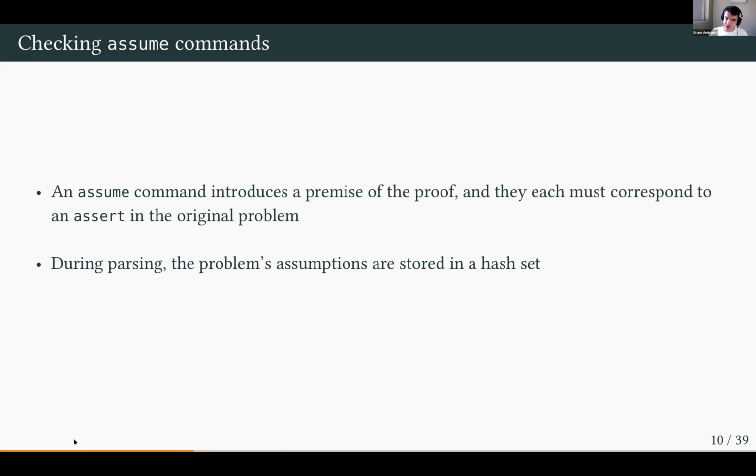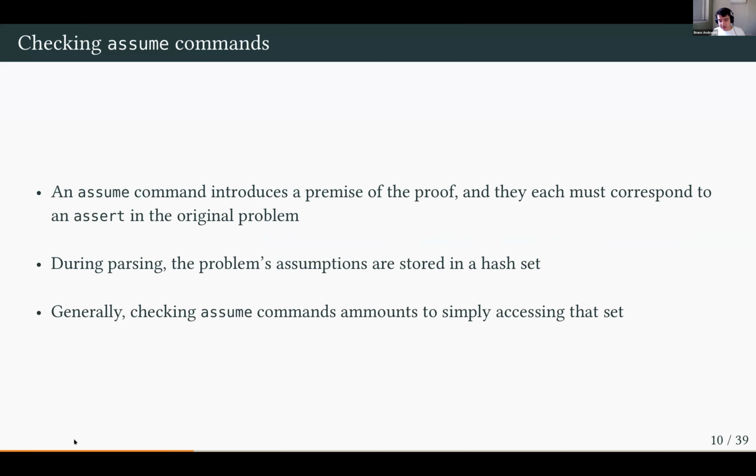So let's start with the assume commands, right? Like we said, an assume command introduces a premise of the proof, and it, in theory, should relate to an assertion in the original problem. So when Karkara is parsing the problem, it's going to collect all of these assumptions in a hash set. So in general, when it encounters an assume command, checking is basically just accessing that set and seeing if the term is there, which is very easy, right?